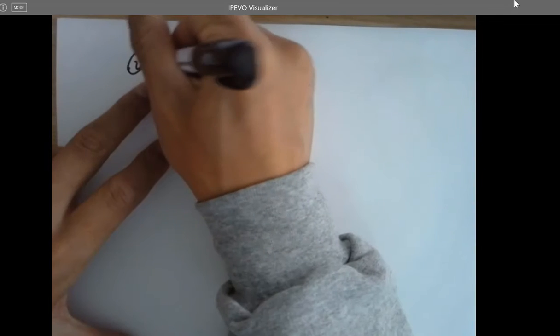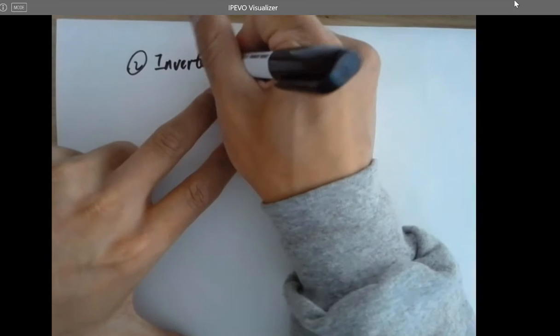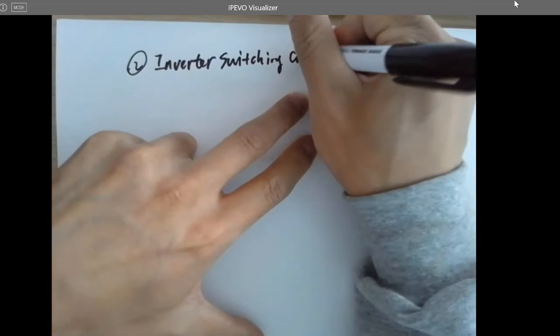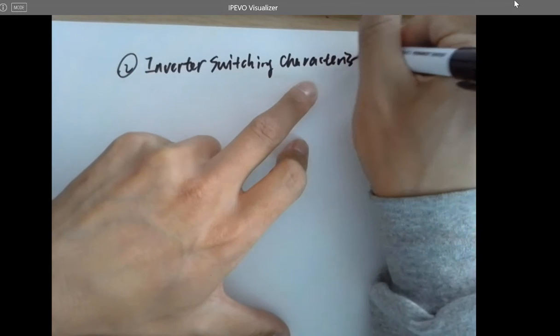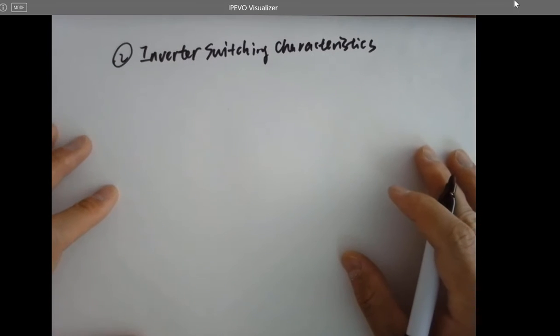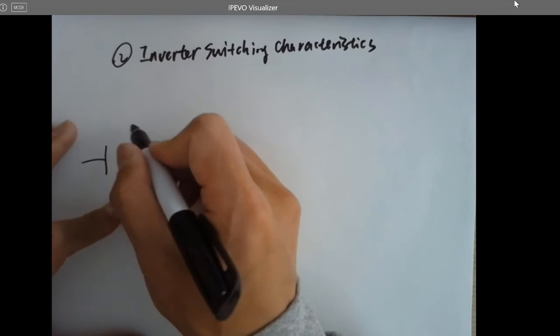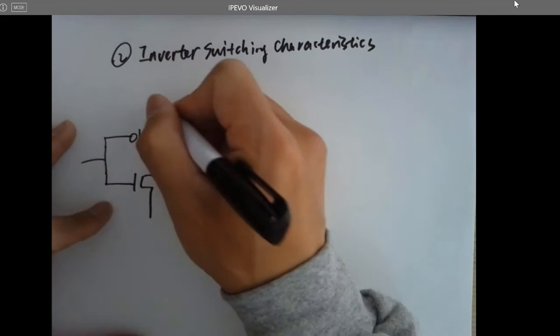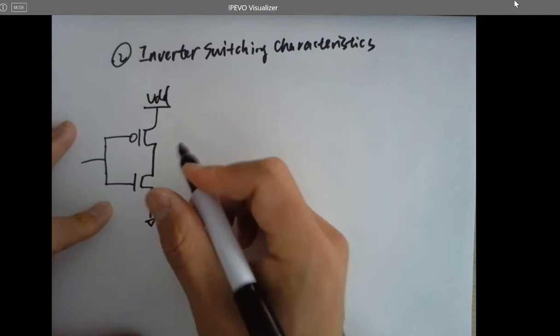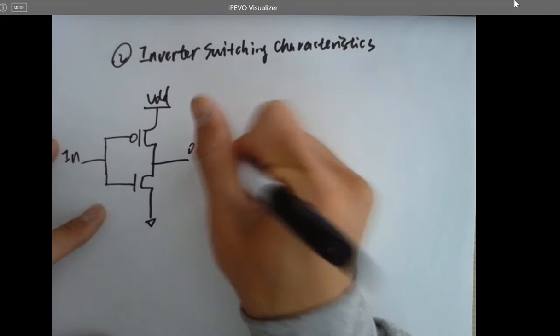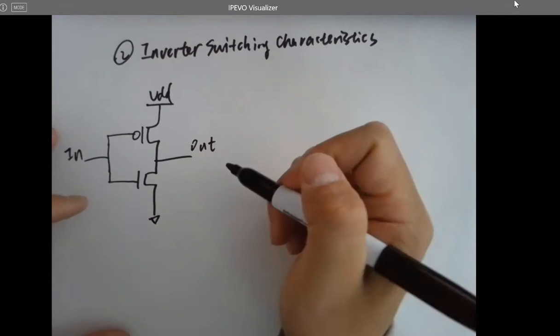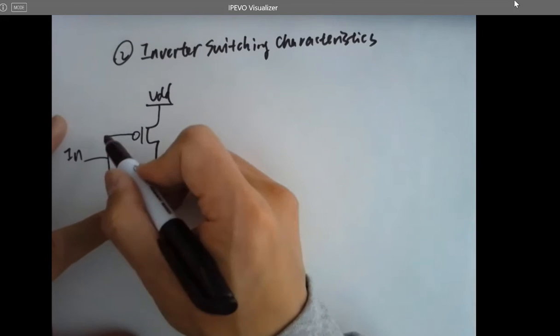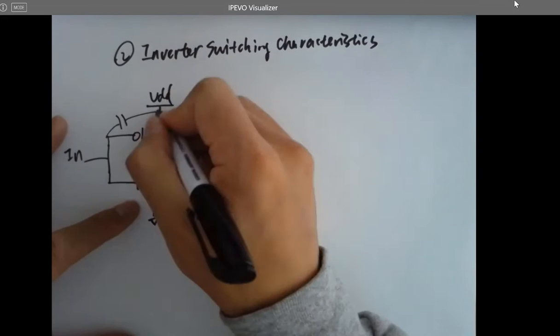That's the first one I want to cover, which I was not able to cover on Monday. And the second one, let's look at inverter switching characteristics. Let's draw the inverter first. In, out. If you didn't watch the video on Monday, you will probably have a problem understanding this, so let's try to make it as easy as possible.